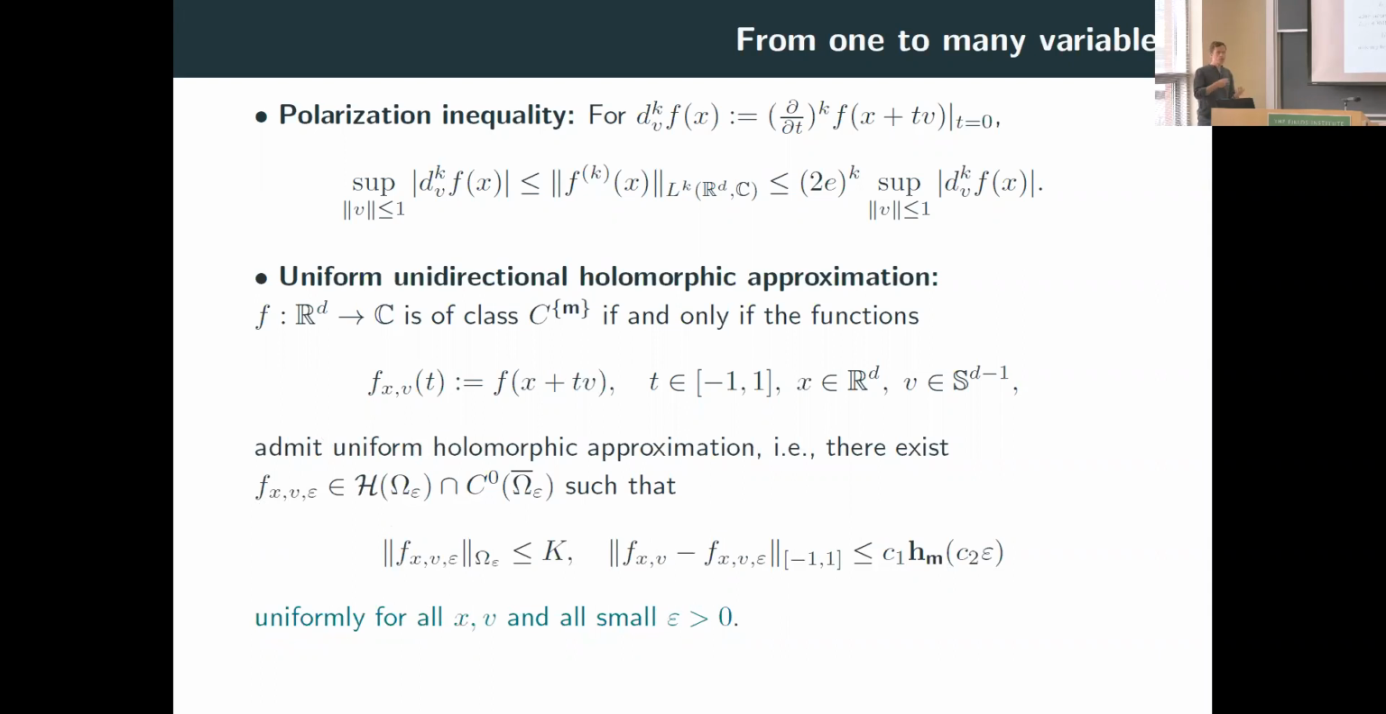I only gave you a glimpse of the proof, but you have to check that every bound is uniform with respect to x, v, epsilon. And then you get it automatically: the proof gives you the result in many dimensions, even in Banach spaces.